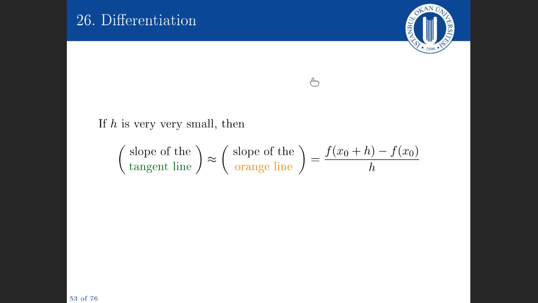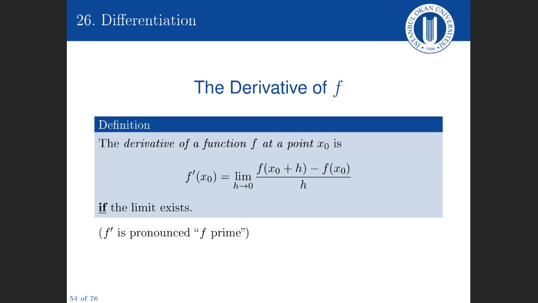In fact, we can say if h is very, very close to zero, then the slope of the green line is very, very close to the slope of the orange line. Close to is something we were talking about earlier today. Close to means limits.